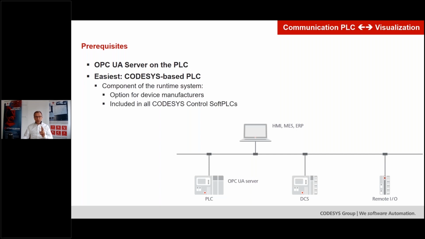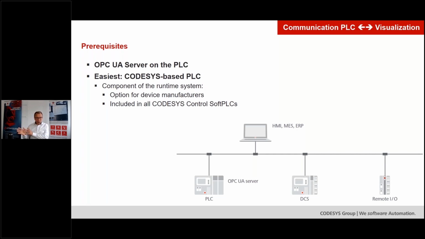Now, there are two different options in order to implement such an OPC UA server. In case you are a device manufacturer, you can purchase an option for the runtime toolkit. So during the runtime implementation, you can add the OPC UA server and make your PLC with an integrated OPC UA server. So your customers will have a PLC with integrated OPC UA server.